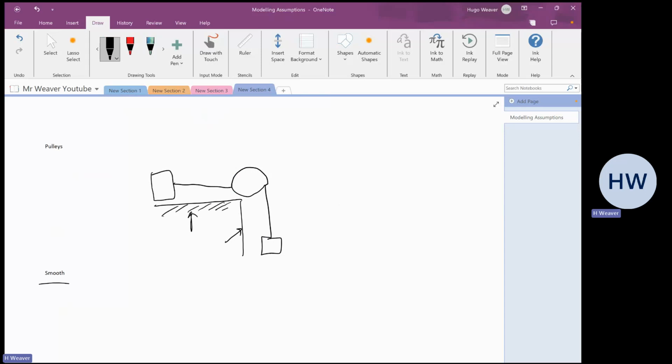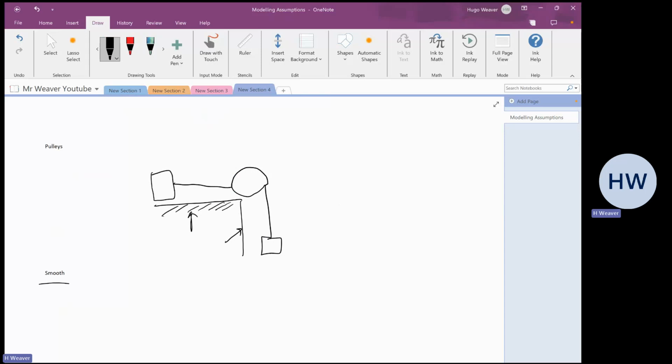As soon as there's lines drawn there, that means it's got friction. It's a rough surface. So that's a later question which you'll come into. But the modelling assumption is that with a pulley or a smooth road, table, whatever, there's no friction acting on it.